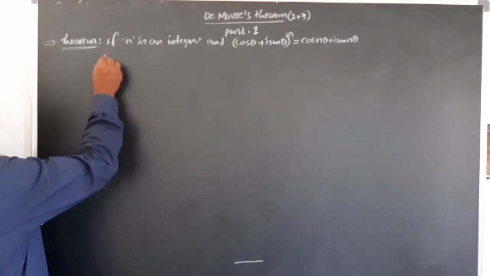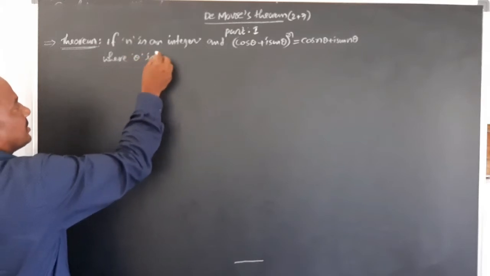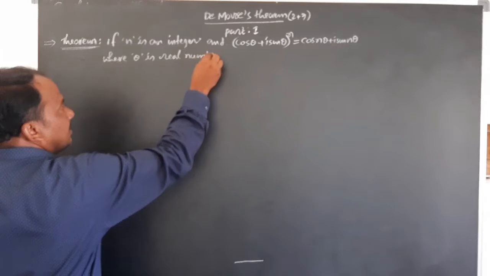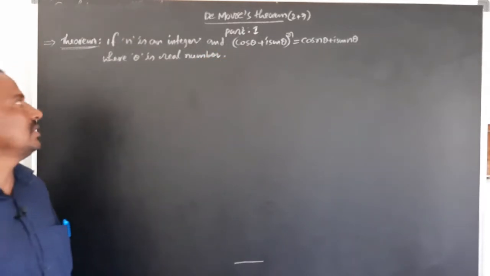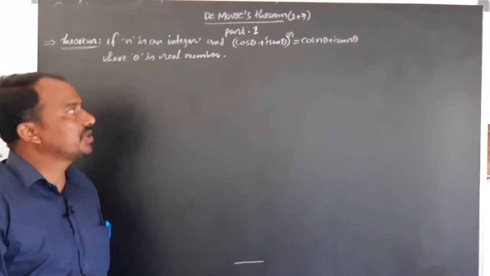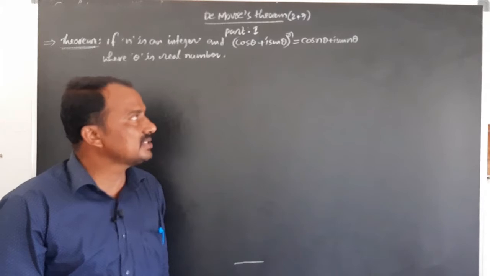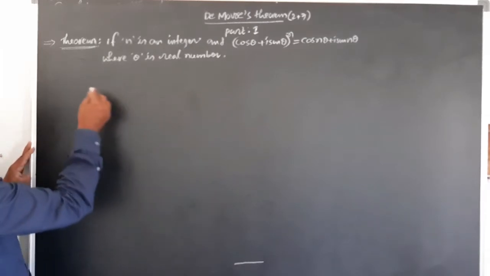where theta is a real number. Once again, if n is an integer, then (cos theta plus i sin theta) whole power n equals cos n theta plus i sin n theta, where theta is a real number. So prove this one.